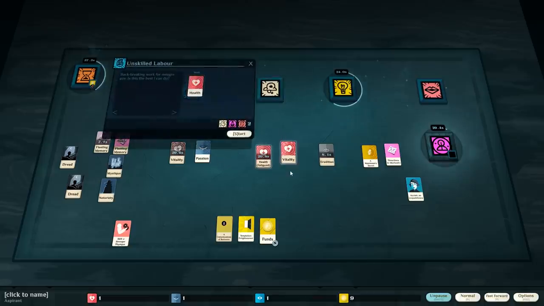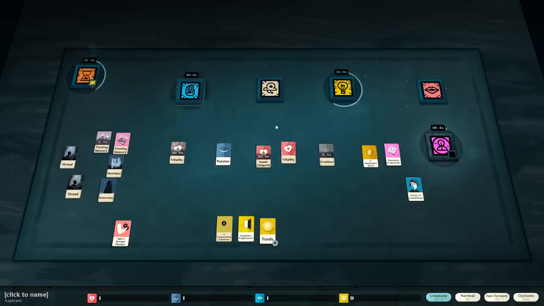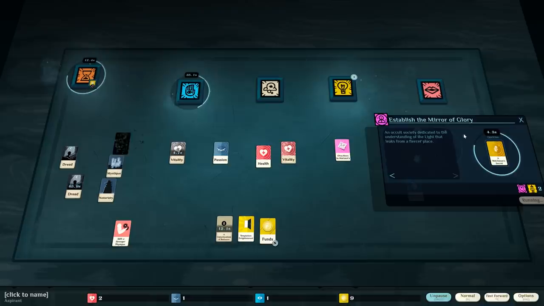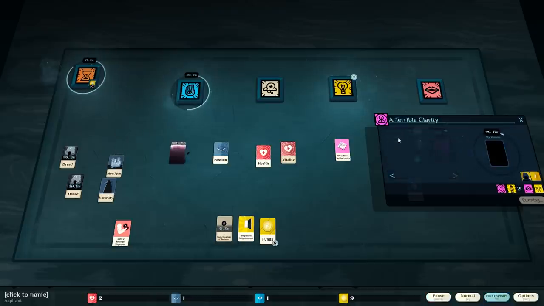Your activities do not go unnoticed. And all the time you're going to make sure you keep hitting that work button. Hitting that work button hard. So what are my founding principles? Well, you need some lore. The lore you put in establishes the kind of cult that you create. So I'm going to be understanding the light that leaks from a fiercer place.